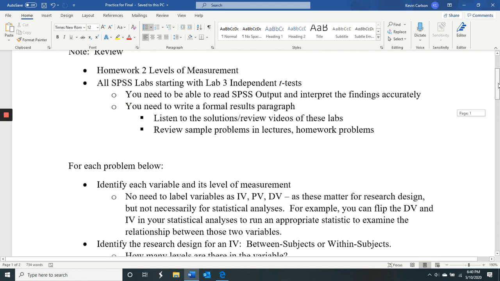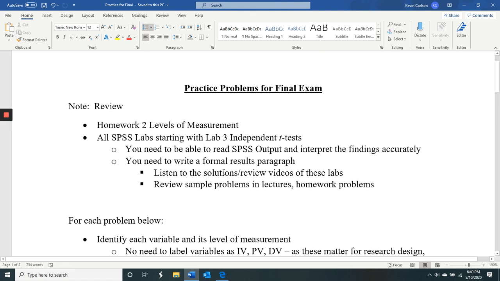And so make sure you can do that, and then also review the SPSS labs, interpreting the output, and writing the results paragraph from the output.